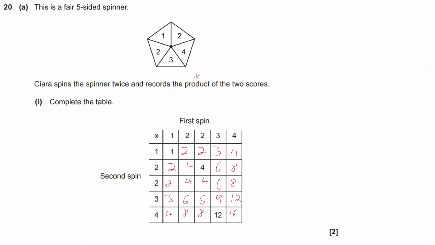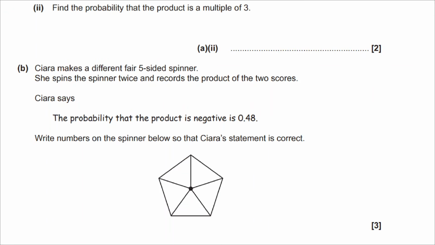I think I've missed out a question, haven't I? I'm not sure. Let's move on. No, I haven't. Right, find the probability that the product is a multiple of 3.